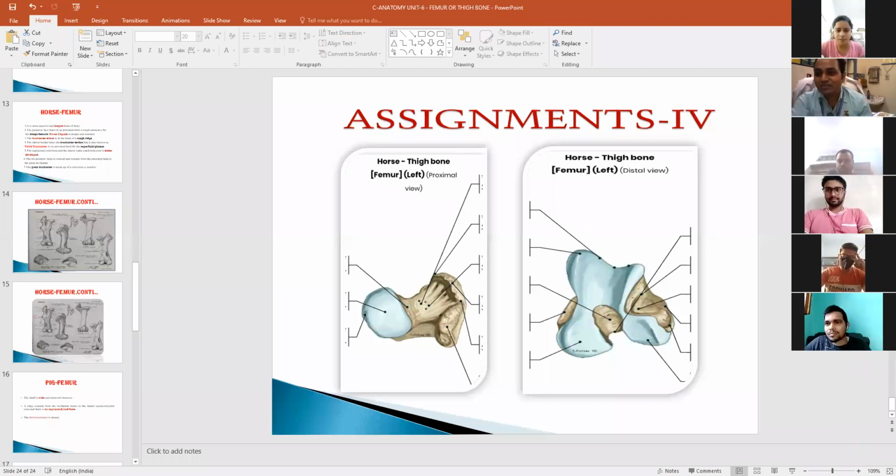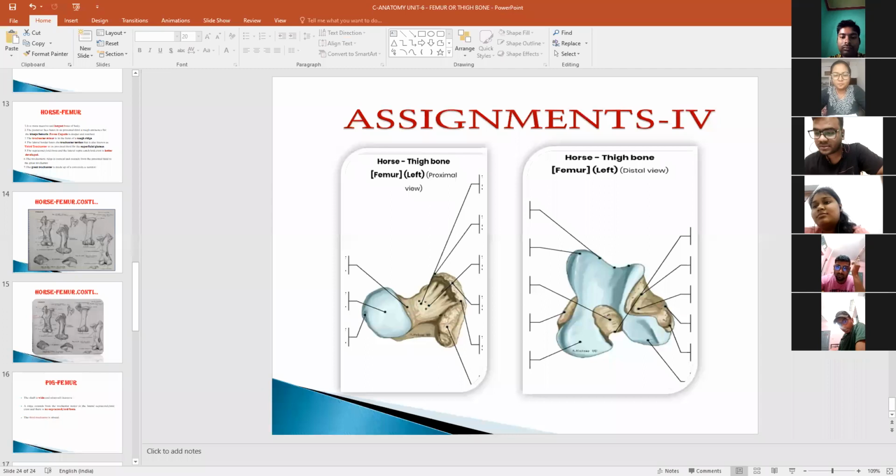Good. Next question is for Aman Kumar. Aman ji, yes, sir. Where is the extensor fossa present, Aman? Extensor fossa, sir, between the lateral condyle and lateral crest.